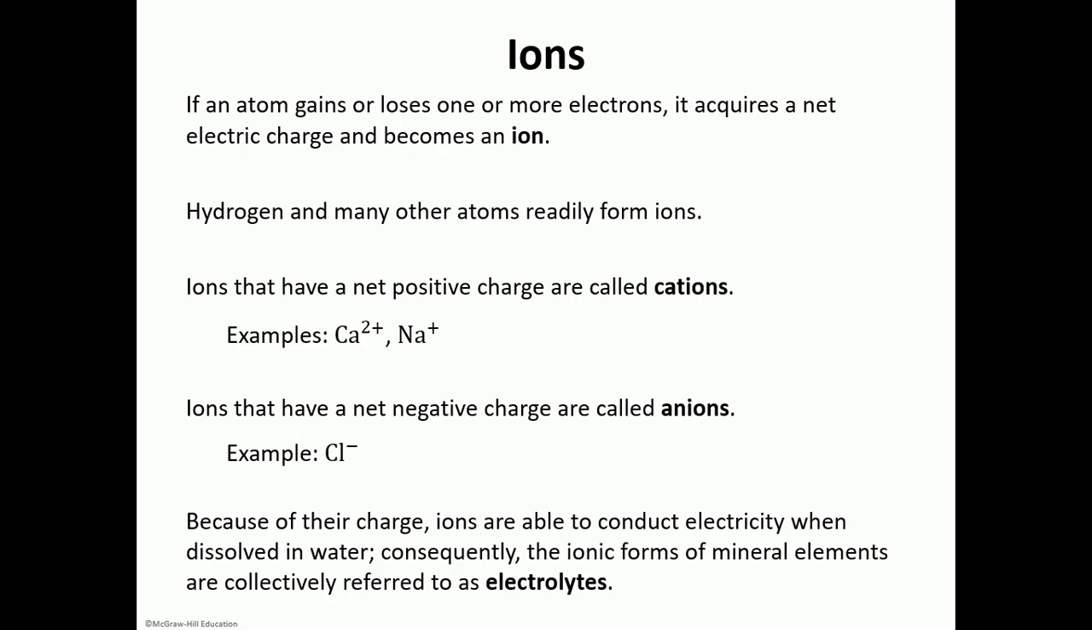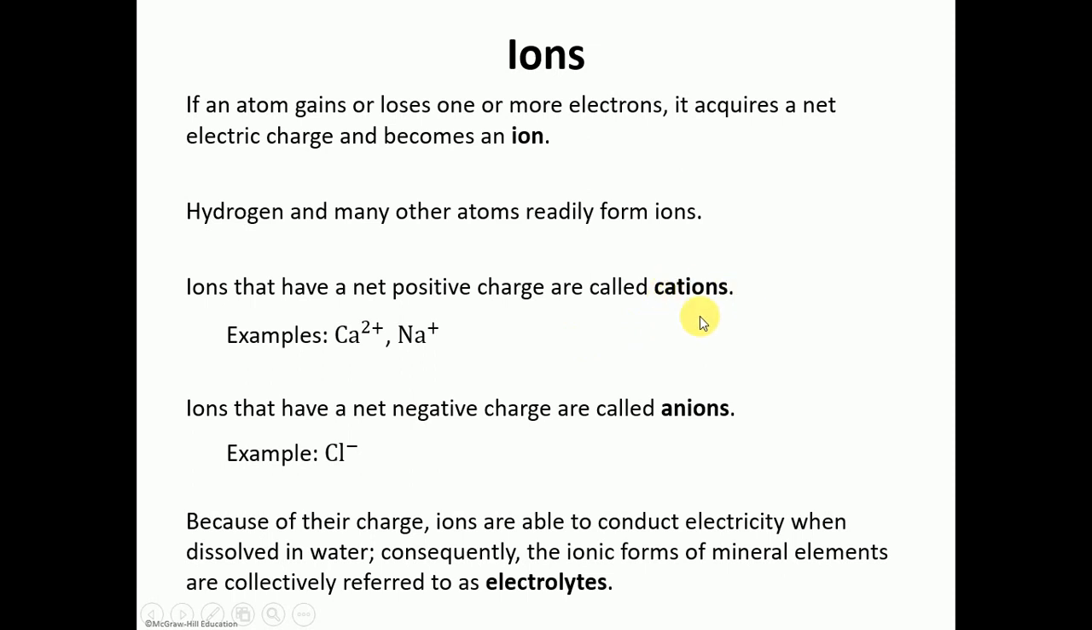Now, what is an ion? An ion is an atom that either gained or lost an electron. So an ion would have a charge to it. If it gained electrons, which are negatively charged, then we will be making negatively charged ions known as anions. If it lost electrons, these ions will become positively charged ions.